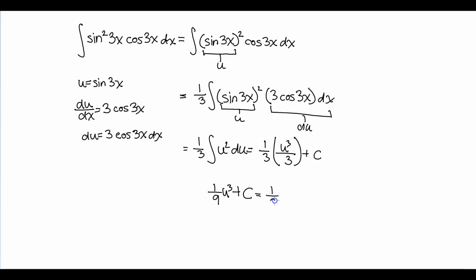So you have 1/9 sine cubed of 3x plus c, since u is sine of 3x.